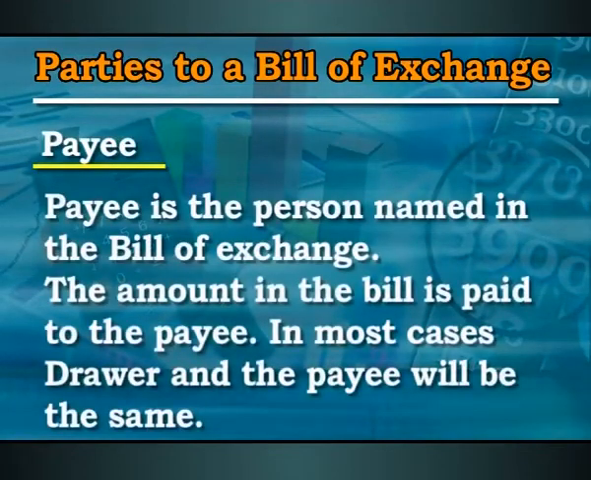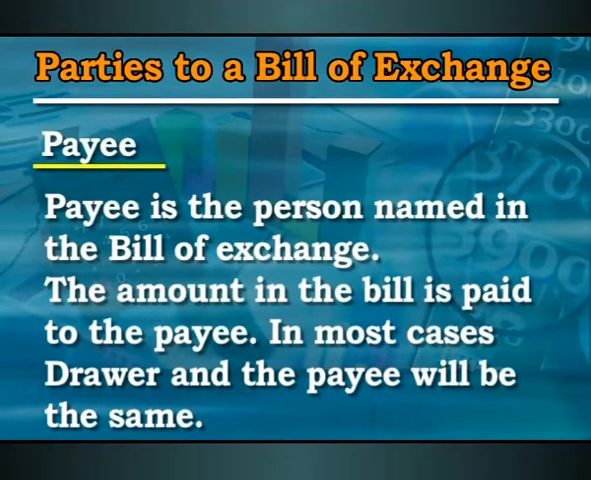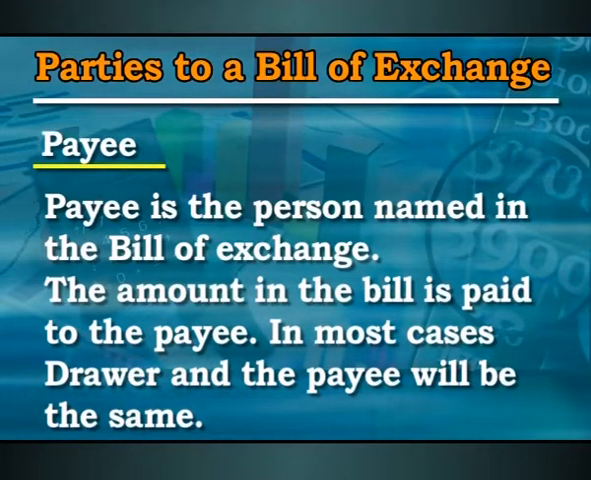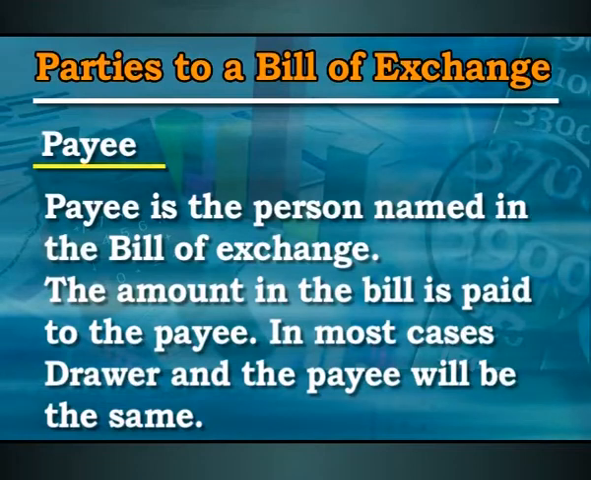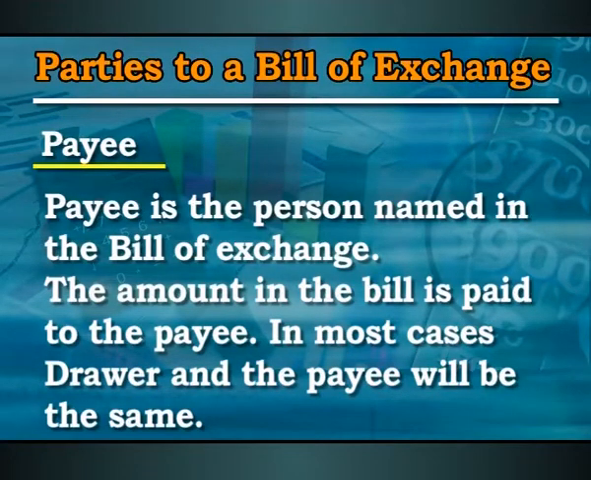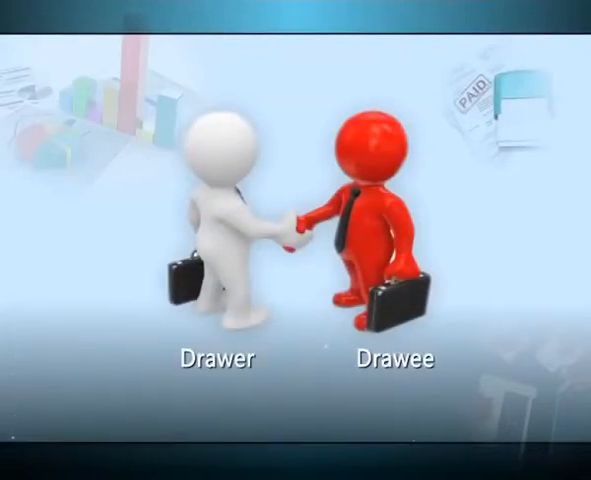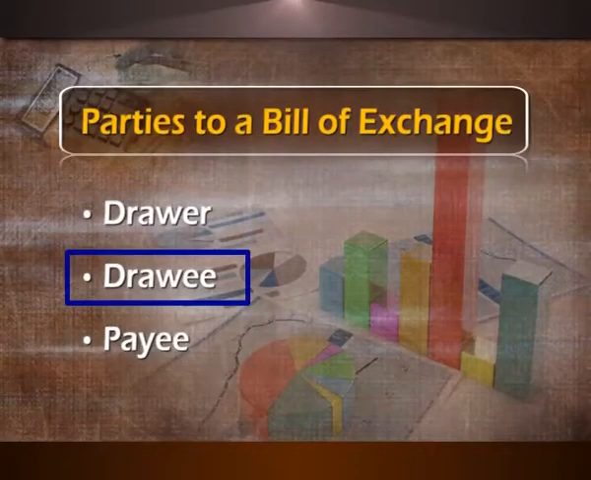Then there is the third party also who will get the payment. The drawer himself may get the payment if he keeps the bill till due date. In that case he will be the payee also. But if this bill is transferred in somebody's name, as we will take up later on, it may be given to the bank, discounted with the bank, or endorsed to someone. In that case, that other party will get the payment from the drawee. So he is called the payee. So there are three parties: drawer, drawee, and payee.